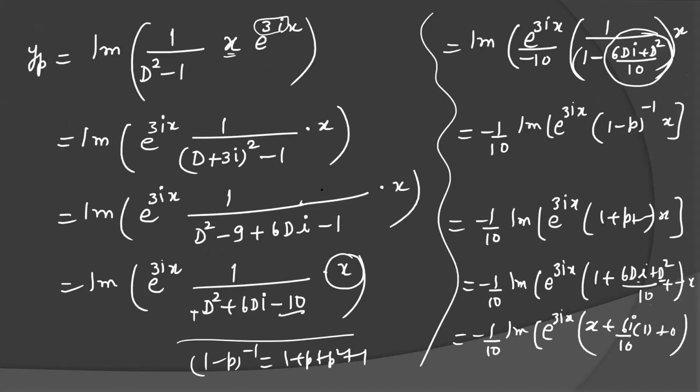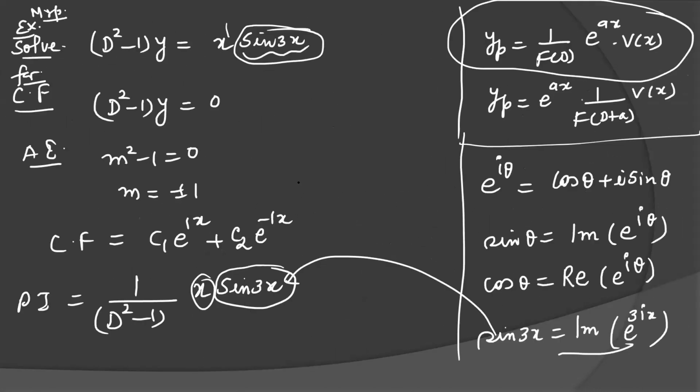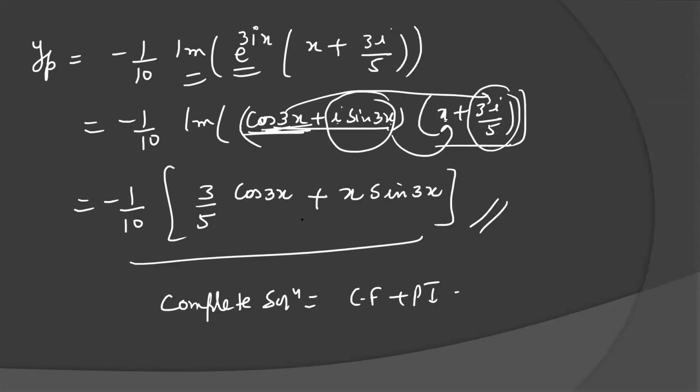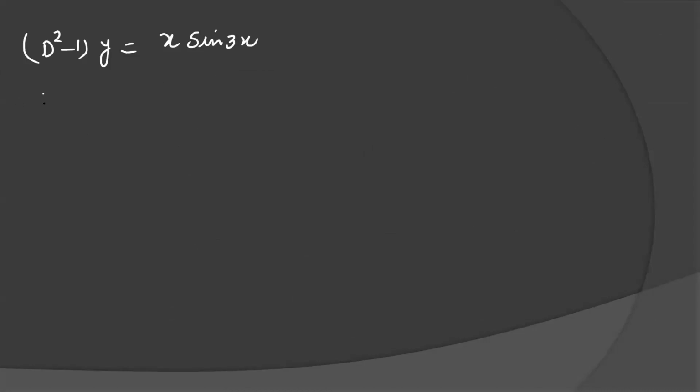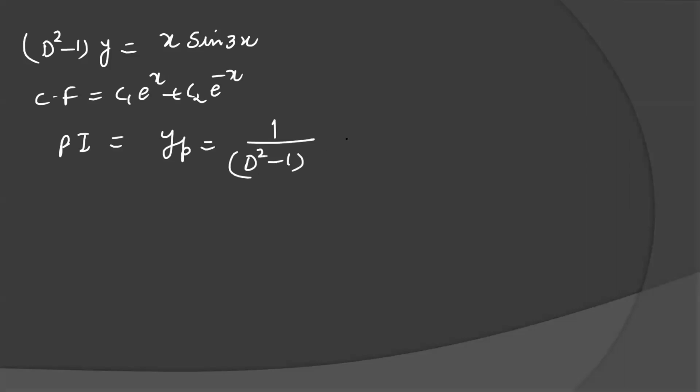The previous example was d square minus 1 y equal to x sin 3x, and you can see that the solution is quite complicated. It started from here, this much calculation was needed, then we got the particular integral. But by this trick, you can directly find the particular integral. Already we have the CF, c1 e to the power x plus c2 e to the power minus x. The particular integral, I am going to tell you in a shortcut manner, is 1 over d square minus 1 into x sin 3x.